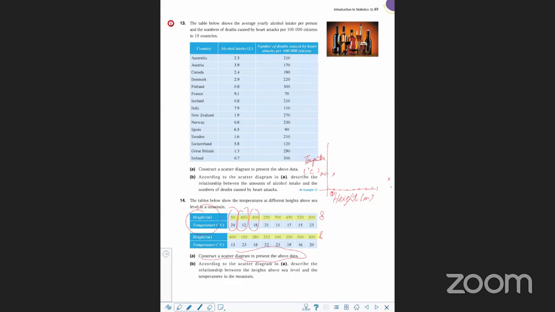There's no restriction on whether you need to use the horizontal axis to represent the height. If you do it this way, this one is temperature and the vertical axis is the height. It is still correct for a scatter diagram. But usually we will use the first one, the top one here, to be the horizontal.